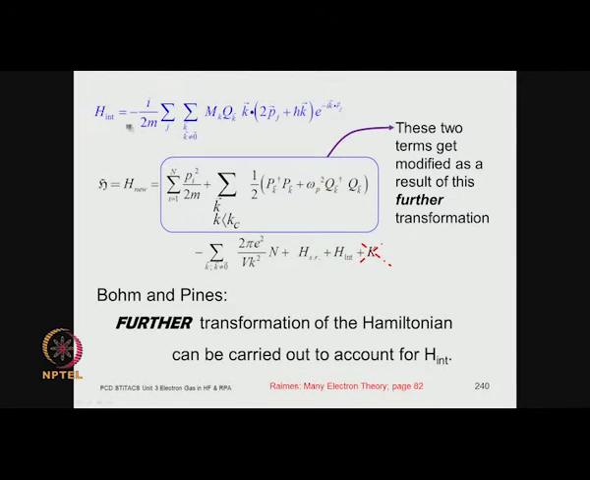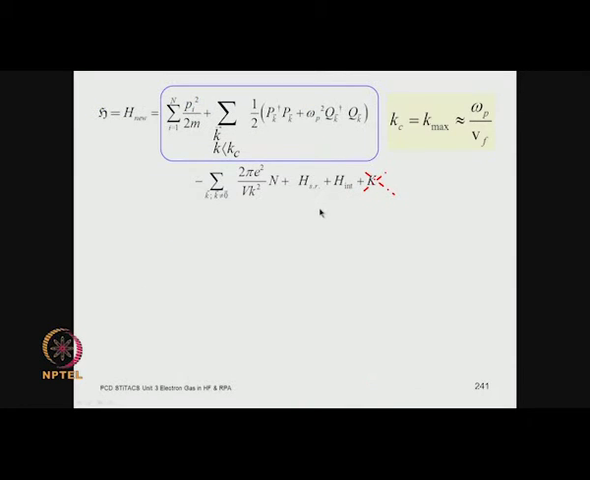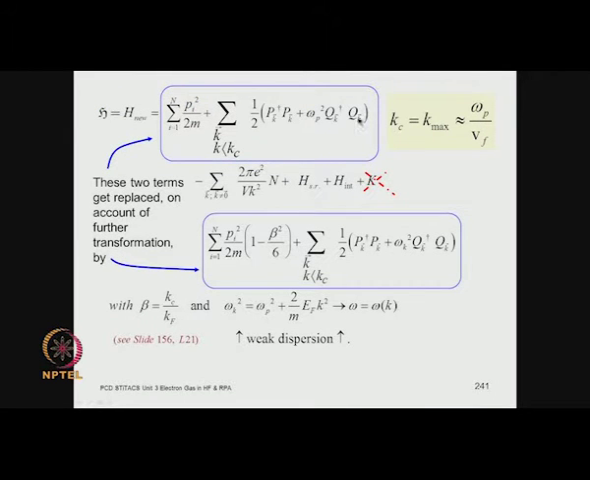If you want to ignore the H interaction term, the price that you will have to pay is that these two terms get modified, and what is that result? What is the modification? The modification is this, that the sum of the first two terms has to be rewritten as a result of this second Bohm-Pines canonical transformation of the Hamiltonian, and instead of this p square over 2m, you get p square over 2m, which is scaled by the factor 1 minus beta square by 6, where beta is a new parameter which is a ratio defined by kc over kf.